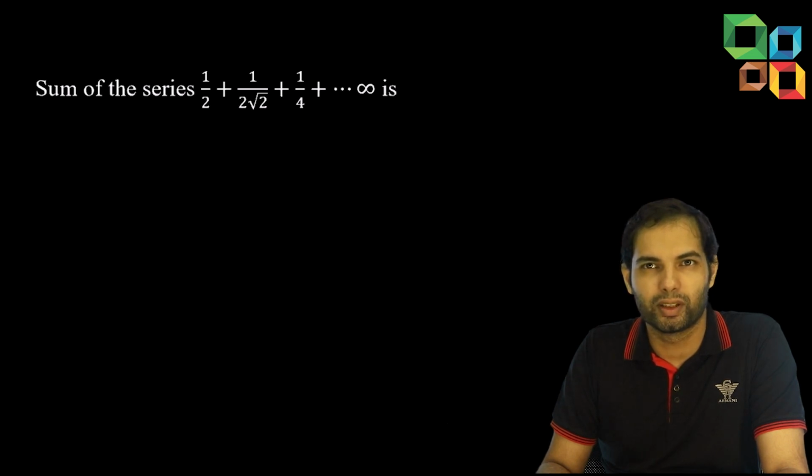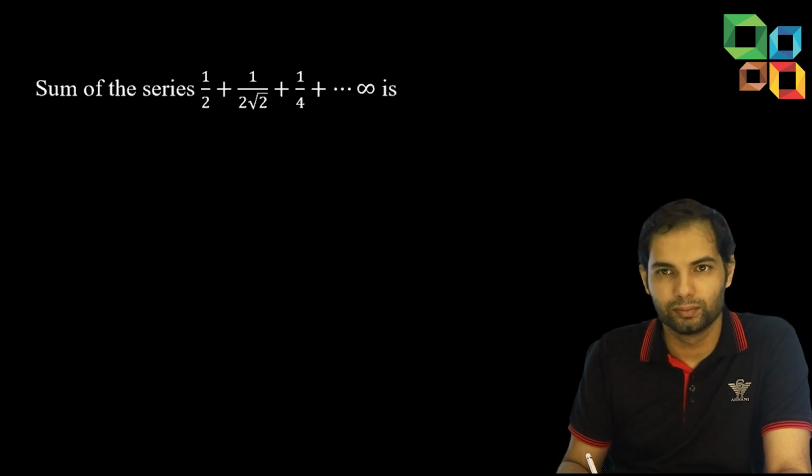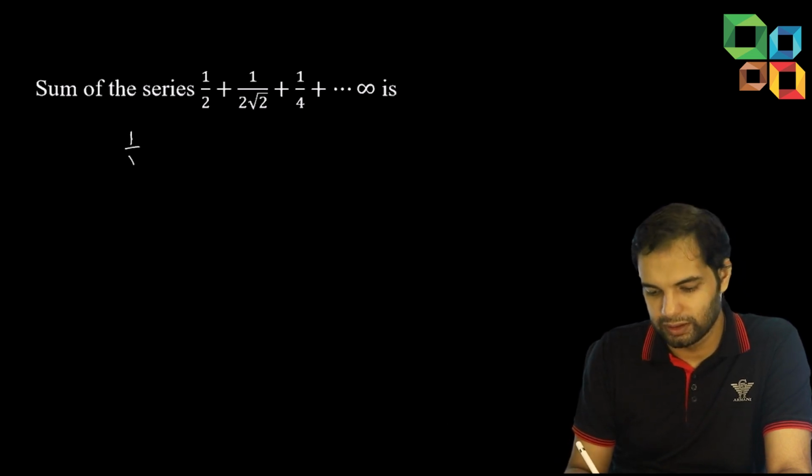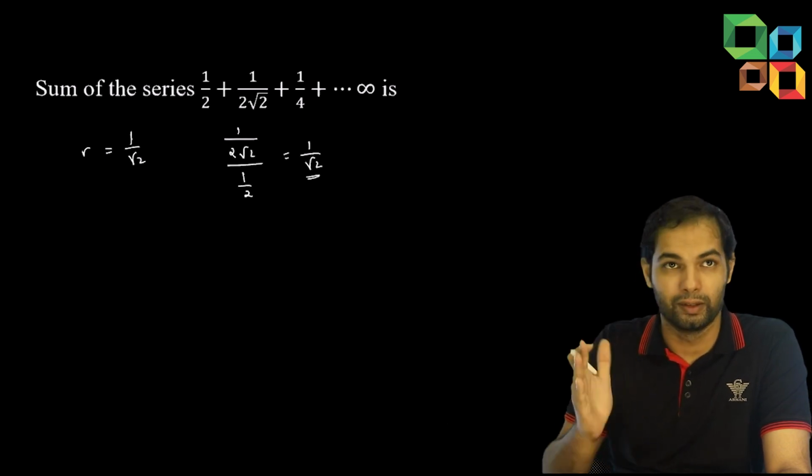Is it a geometric ratio? Yes, sir. What is the common ratio? 1 by root 2. 1 by root 2, isn't it? We can, if you want, divide the two terms and check: 1 by 2 root 2 divided by half. We are getting 1 by root 2, right? If you want, you can check the next term also.